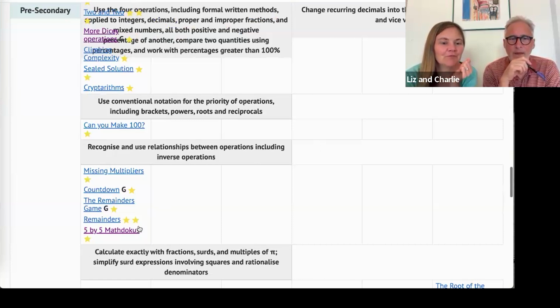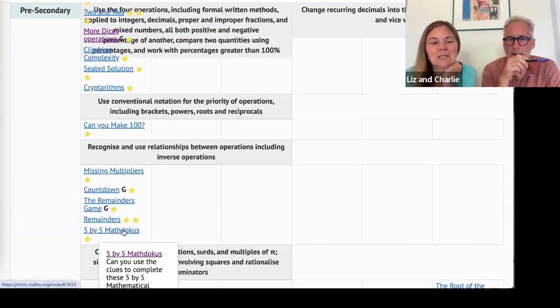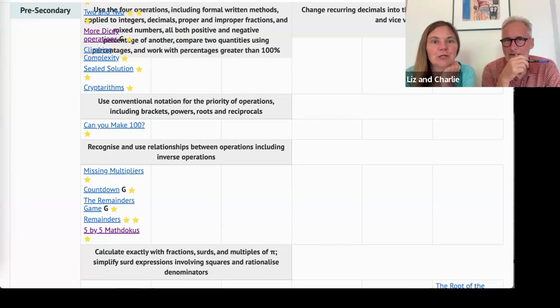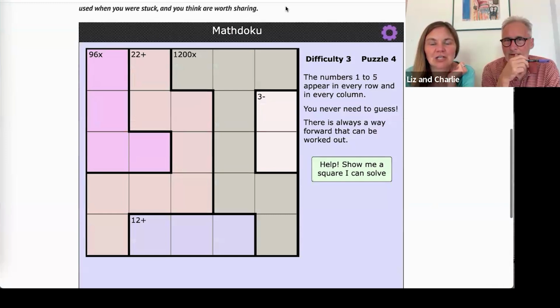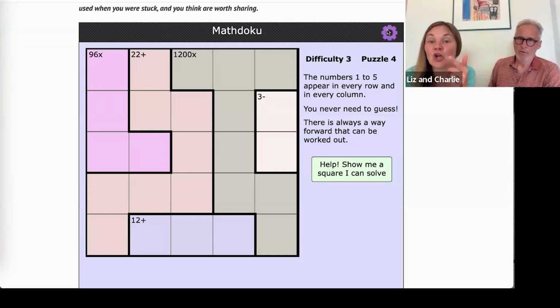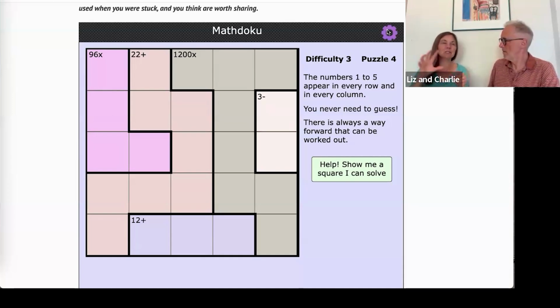Oh, here we go. 5x5 Math Dokus. So we have found for you a lovely challenge here. Now you'll notice that it says difficulty 3, puzzle 4. If we click on the cog, there are a whole load of levels of difficulty and different puzzles. So there are 3 levels of difficulty and 5 puzzles at each level of difficulty, I believe. And 3x3 math dokus, 4x4, 5x5 and 6x6.